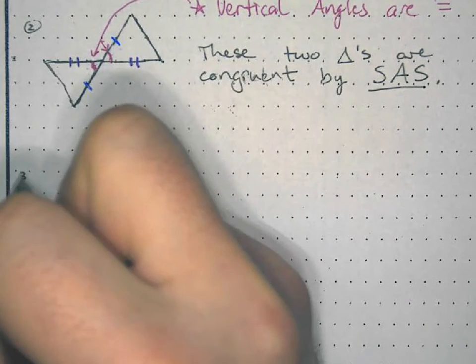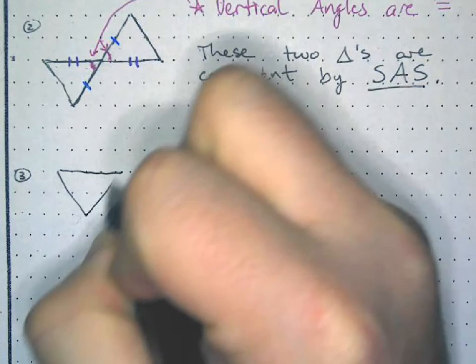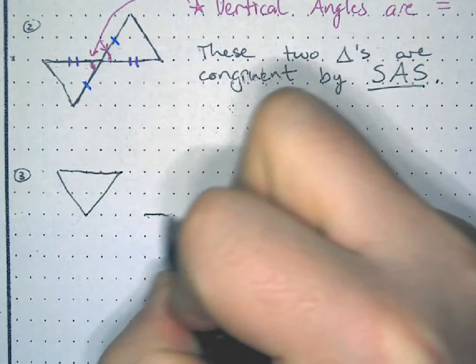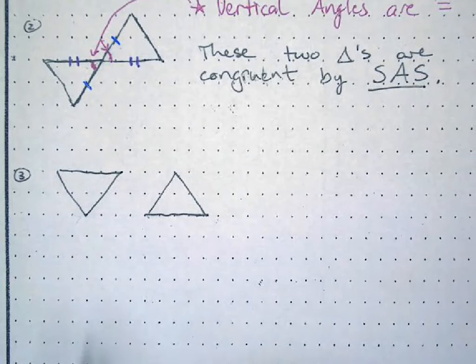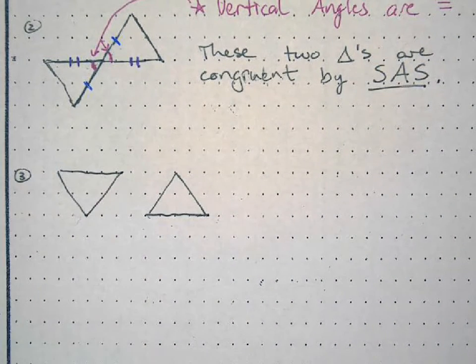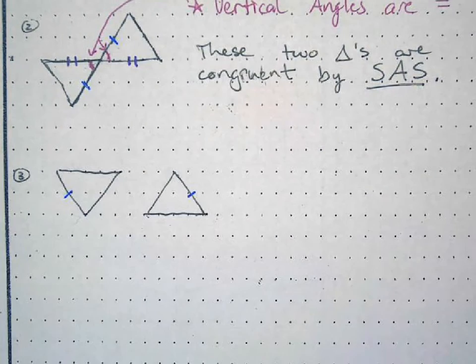Let's look at a third example. So let's say we're given this and we're given this information. So everything I'm about to write is given. That's congruent to that.